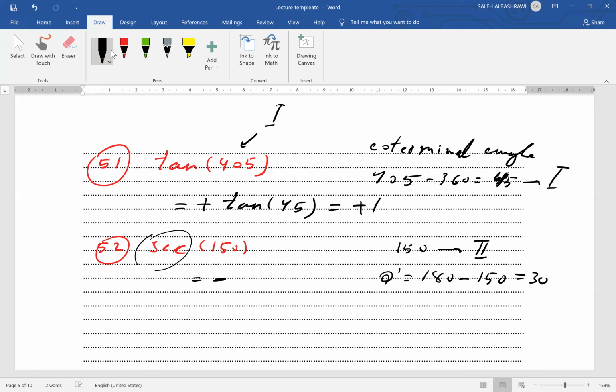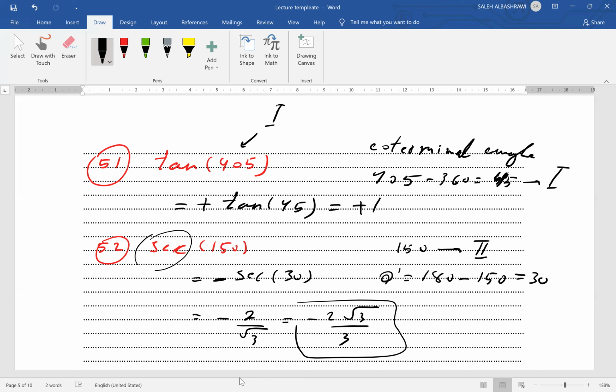So this is minus secant of 30. The secant of 30, which is equal to minus 2 over square root of 3, or it is minus 2 square root of 3 divided by 3. Secant of 150 is equal to minus 2 square root of 3 divided by 3.